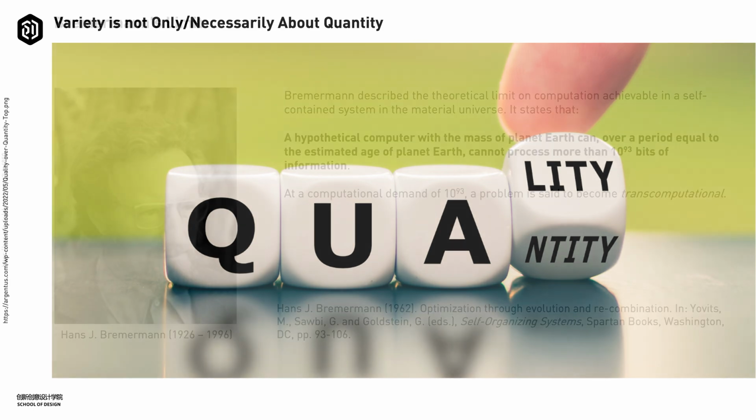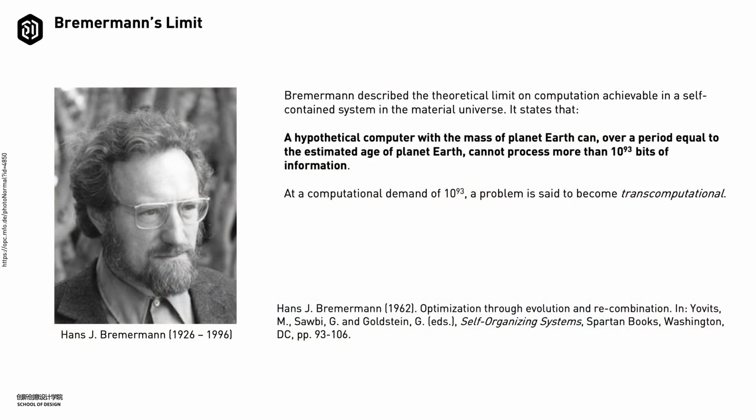Let me explain. This is Hans-Joachim Bremermann, and he described the theoretical limit on computation in a self-contained system in the material universe. He's basically assuming that in a computer that has the size of planet Earth, where every atom could represent a bit during the whole history of planet Earth, that computer could not possibly process more than 10 to the power of 93 bits.